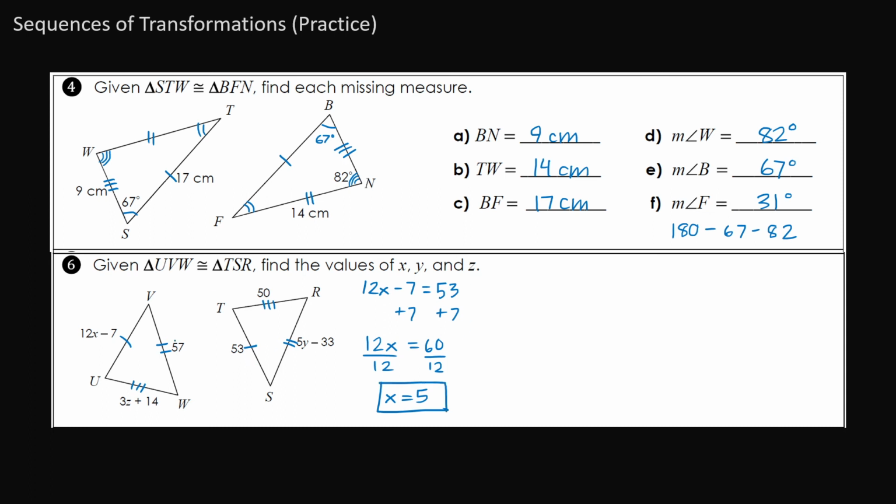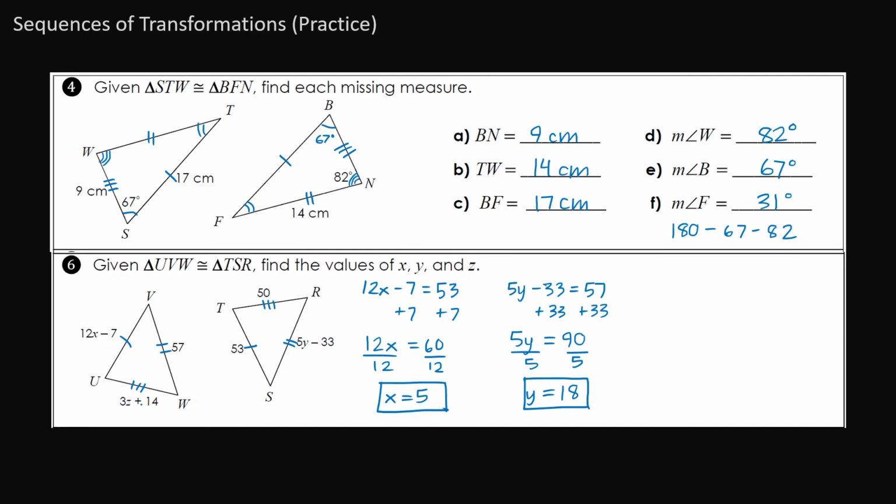For my second variable, I need to find the value of y. I see that SR is 5y minus 33. Its corresponding congruent side in the other triangle should be VW. VW is 57. So I can write the equation 5y minus 33 is equal to 57. And I'll go ahead and solve this equation for y. 5y is equal to 90. Divide both sides by 5. And y is equal to 18.